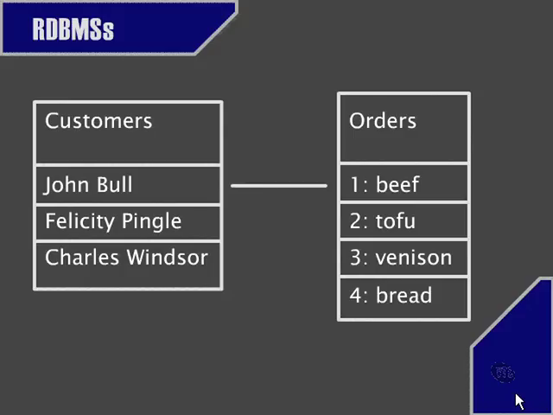So John Bull bought the beef, Felicity Pingle bought the tofu, Charles Windsor bought the venison, and then because the shop attendant is not writing down the name but simply referring to the entry already in the customers table, there's no chance of an error. John Bull is connected with the bread order as well. So we can see that this is a much more effective system than the flat file system we examined before.